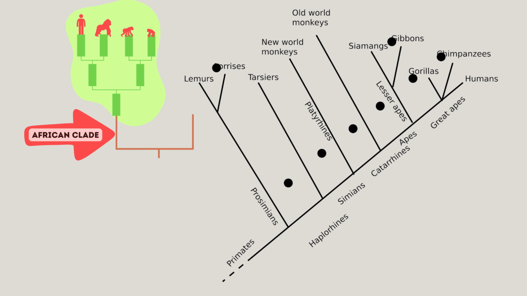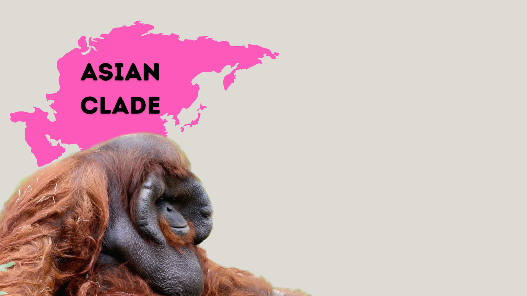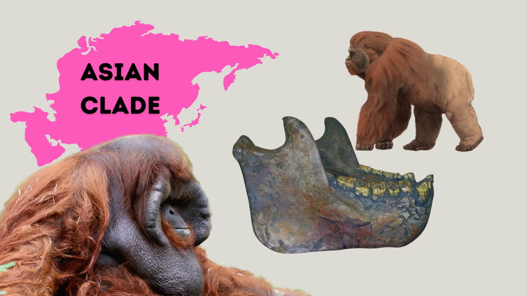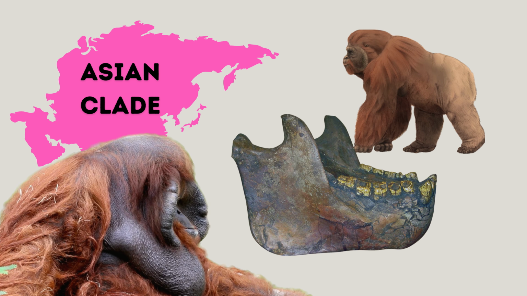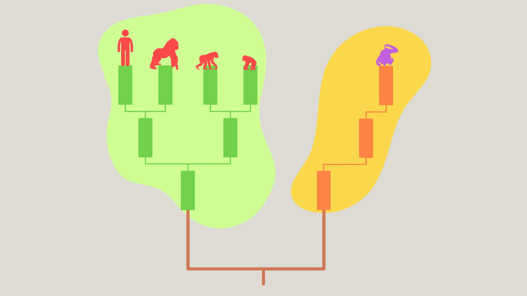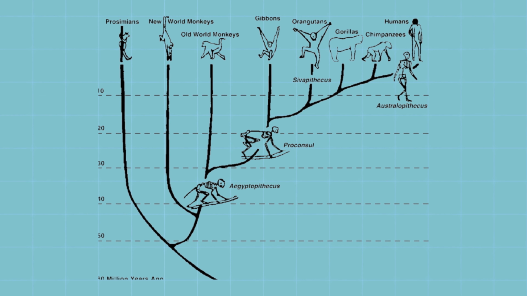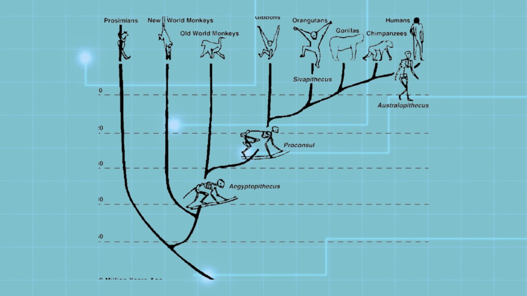The African clade shows how closely related we are to those other primates, both in terms of physical traits and genetic makeup. In contrast, the Asian clade includes orangutans and their extinct relatives. Orangutans share a more recent common ancestor with each other than they do with the species in the African clade, placing them on a different branch of the evolutionary tree. This classification highlights the distinct evolutionary paths that primates have taken.